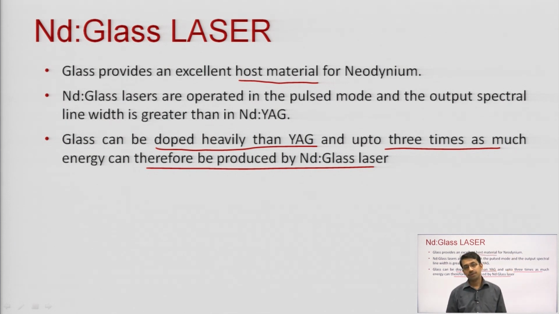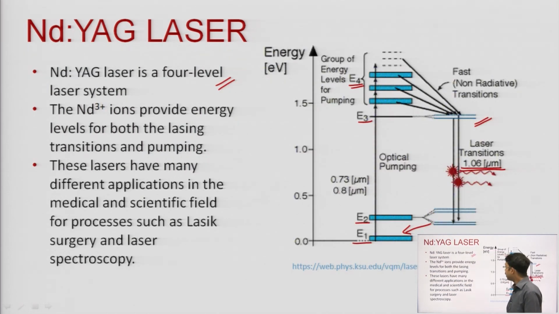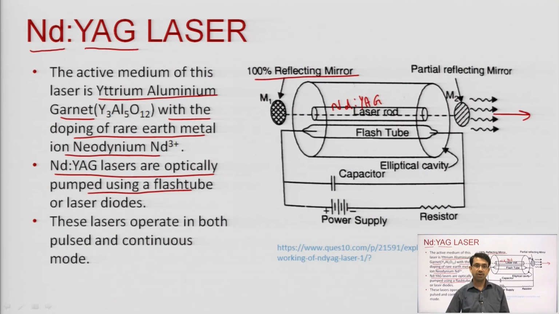Okay. Working and construction are almost similar to the Nd-YAG laser. Why? Because the active material is neodymium. So, the energy level diagram will remain the same for the Nd-YAG laser and the Nd glass laser. And in construction also, optical pumping is used. So, the construction will also remain almost the same.